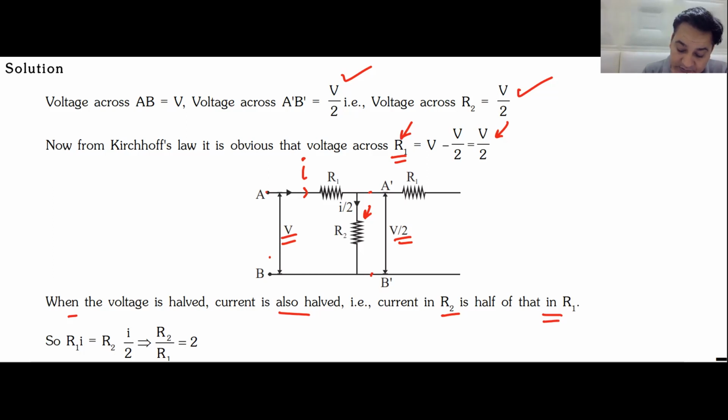But between this point and this point, the voltage drop is V by 2. Between this point and this point, the voltage drop is V by 2. So R1 into I will be equal to R2 into I by 2. From there, you will get R2 by R1 as 2. Do we understand this?